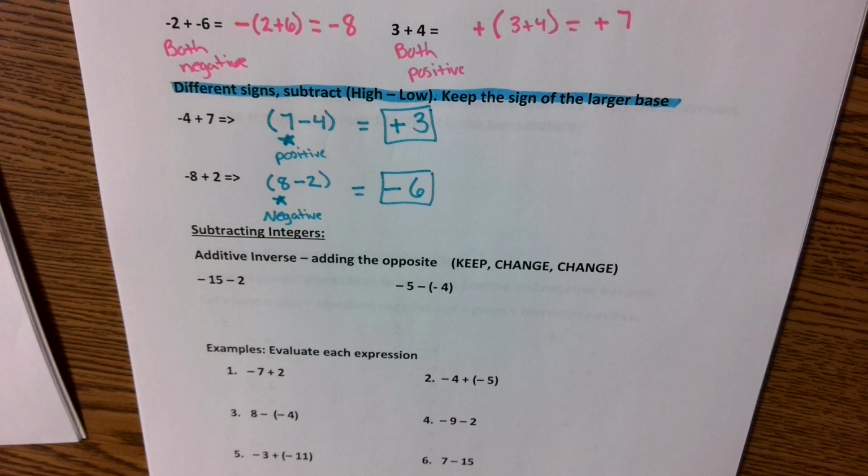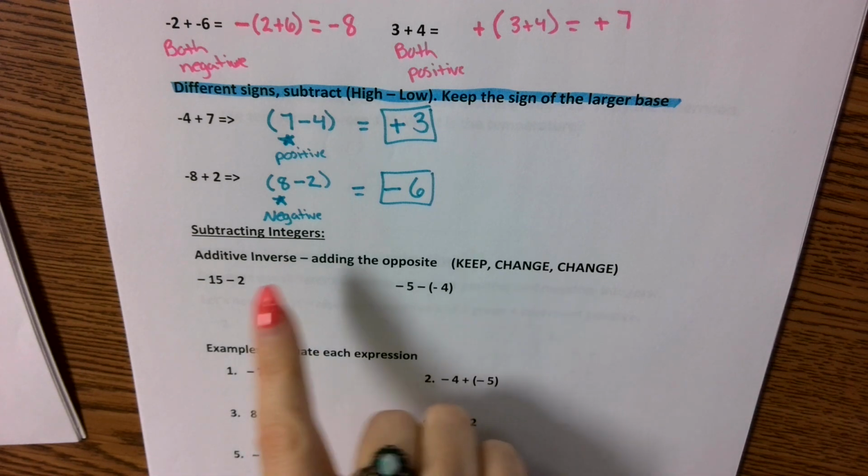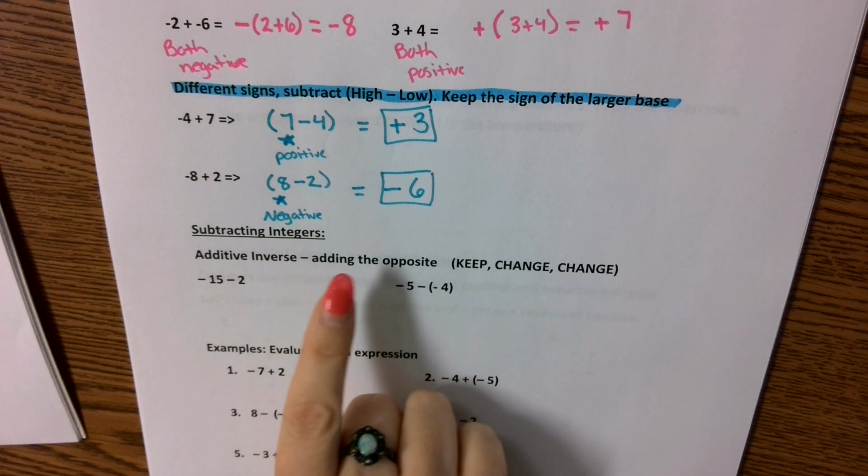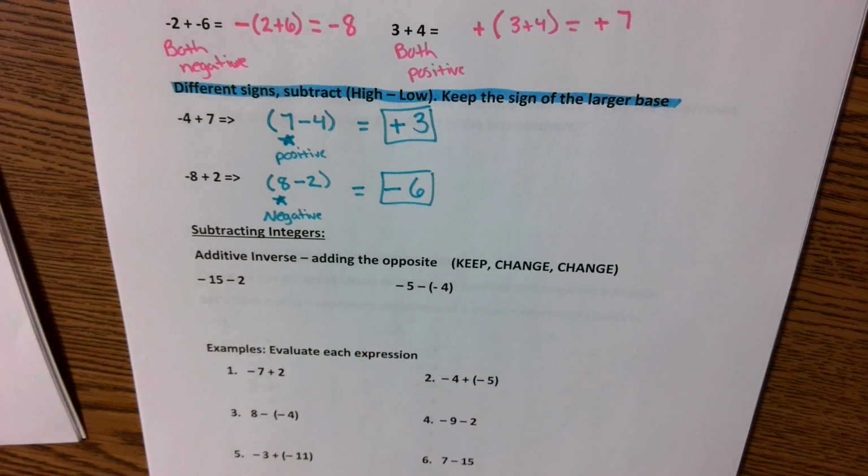Okay, when we are subtracting integers, like I told you guys before, we do not actually subtract. We are always really adding. Subtraction is just addition of the opposite. And again, that's called the additive inverse. You are adding the opposite. So it is a quick 3-step process.